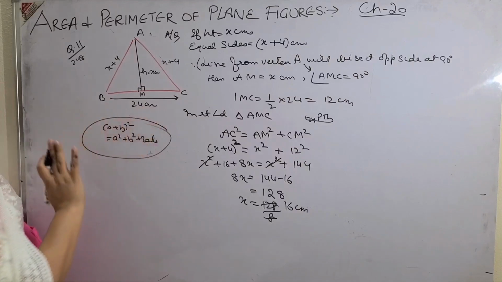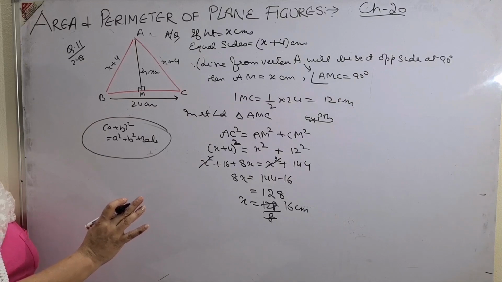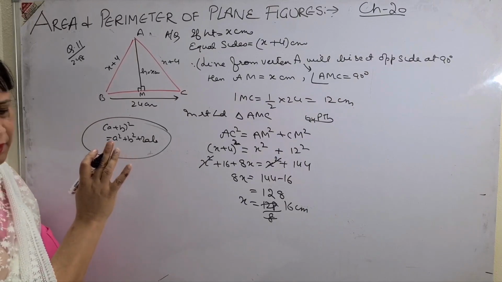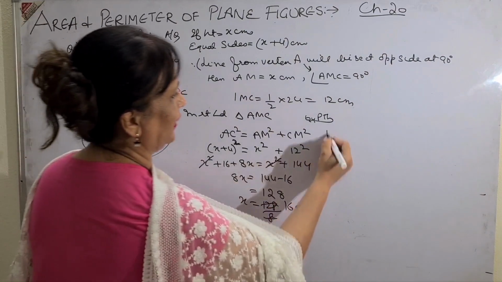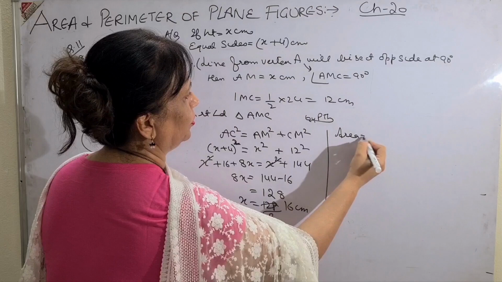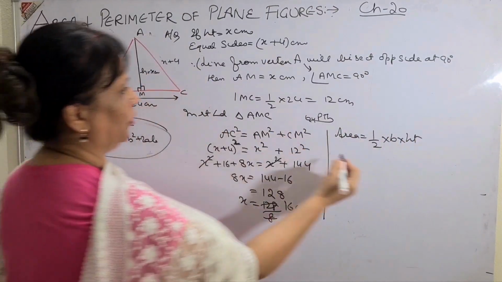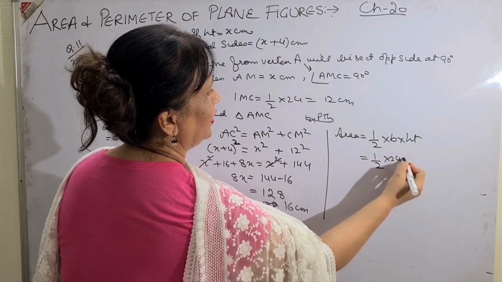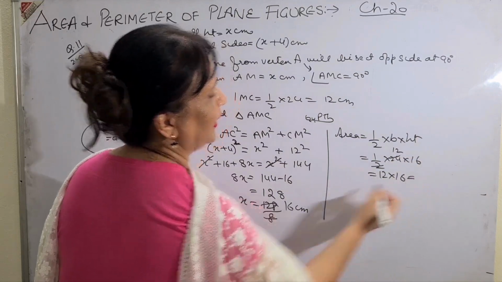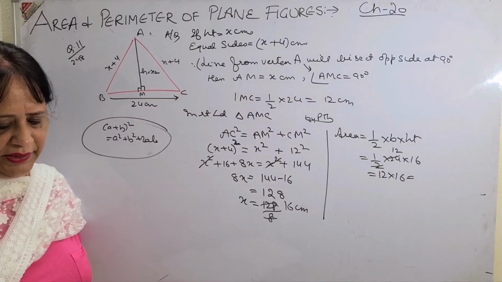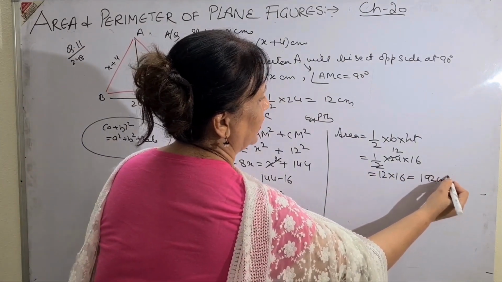When I got x, my question is solved. Now you have to find the height, which I have found as 16 centimeter, and using this height I will find the area. Area is equal to half into base into height. So base is 24, height I have found 16, so half of 24 is 12, and this is 12 into 16. You multiply, don't be overconfident, you should once check in the rough column. This will be 192 centimeter square.